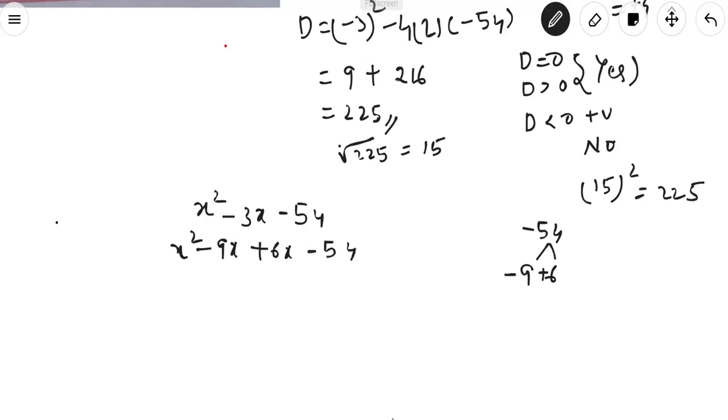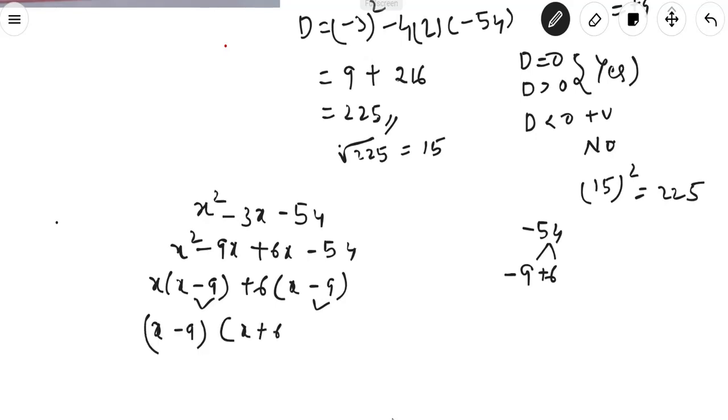If I take x common here, x into x minus 9, plus 6 into x minus 9. So what is common here? This one and this one is common. So x minus 9, if I take outside, what is left? x plus 6. So these are the two factors of your problem number 1. So we'll go for the next problem.